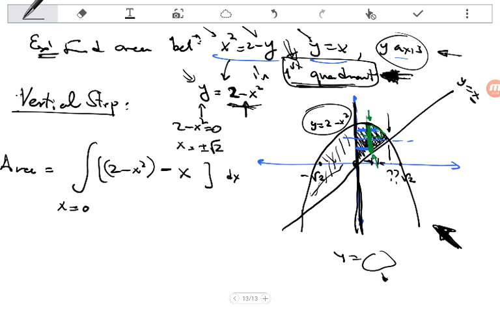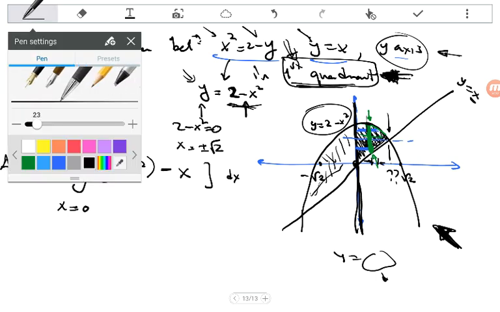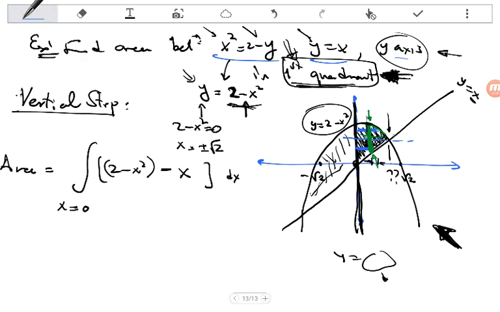I need to find this point of intersection. This is the intersection between this curve and this curve. So I just intersect between them, which will give me this equation: x is equal to 2 minus x squared, which gives me the equation x squared plus x minus 2 is equal to 0.